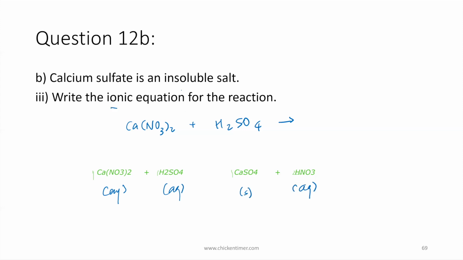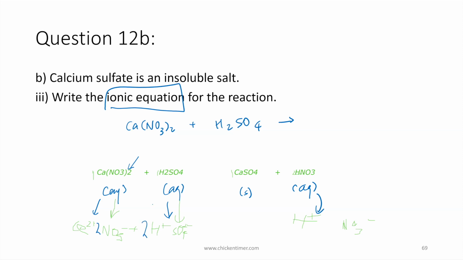So we want to write the ionic equation. So you have to split this into ions, split this into ions, split this into ions. This one, you have two nitrates here, so you should have this. There are two hydrogens here, so must be like that. Then down here you wrote 2, so there must be 2H and 2 nitrates.